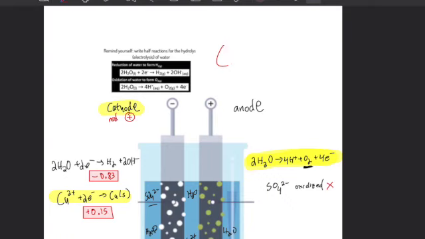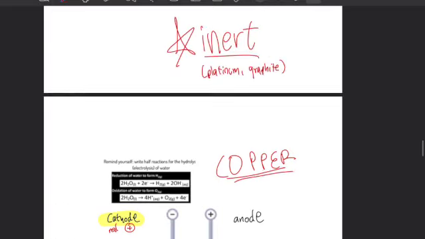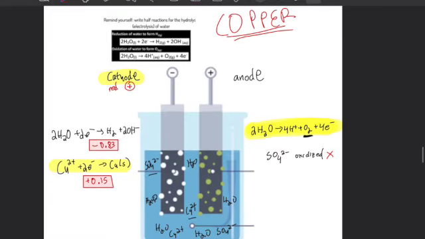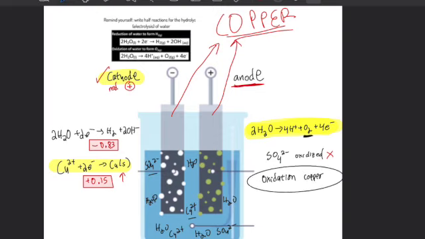All right, so let's assume we change our electrodes to, instead of being made of platinum or graphite, my electrodes here are actually going to be made out of copper. Well, let's think about what could happen. At the cathode, still going to get reduction of copper. That looks great. At the anode, I can now actually get the oxidation of the copper electrode.